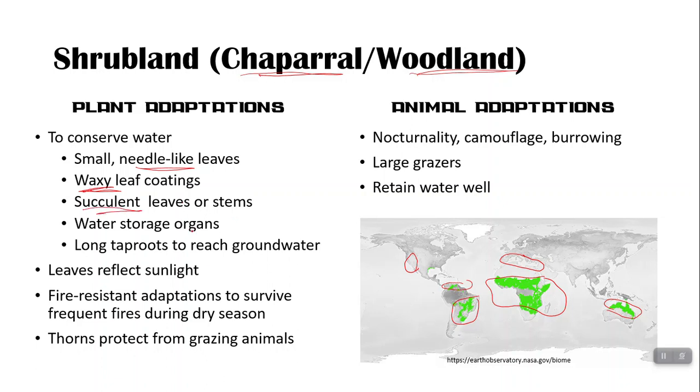They might have succulent leaves or stems. A succulent is like a cactus in that it stores water. So aloe vera, cacti, anything that's got like a large water storing part, that's a succulent. They might also have some other water storage organs. So some trees have like these large structures in their roots that are designed to store water.